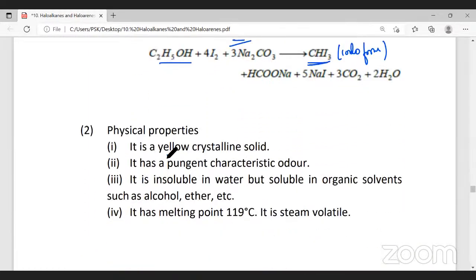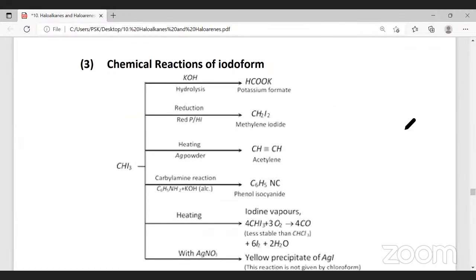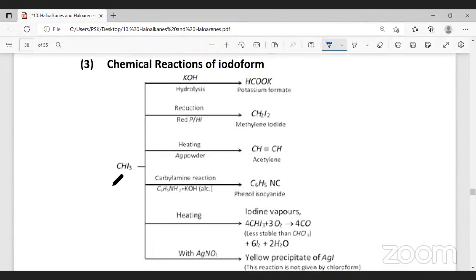Physical properties: we just told you, it is a yellow crystalline solid. It has a pungent characteristic odor. It is insoluble in water, but soluble in organic solvents like alcohol and ether. Melting point is 119 degrees Celsius. Chemical properties: they won't add much on iodoform. Chloroform is important, but still you can have this set of reactions. Iodoform with KOH hydrolysis gives potassium formate. Iodoform when reduced gives methylene iodide. Iodoform on heating with silver powder gives acetylene.